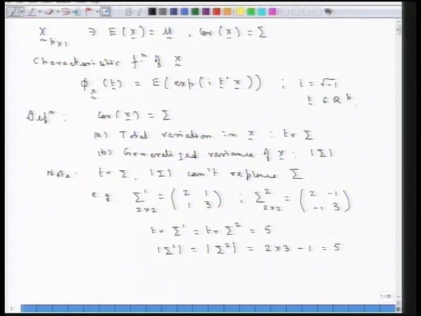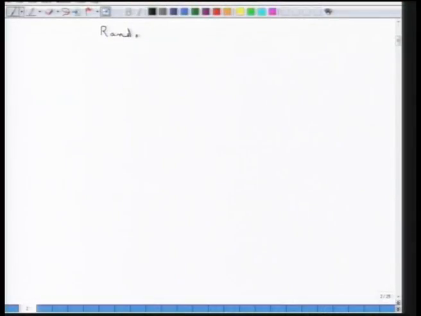However, the condensation that one gets is of interest at times. Now, let us move into an important concept, which is random sampling from multivariate distributions.